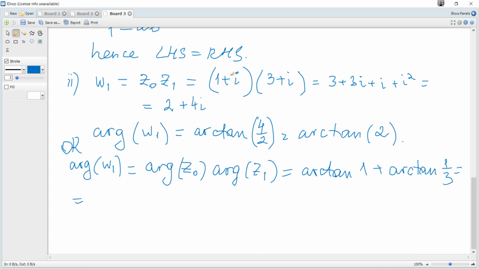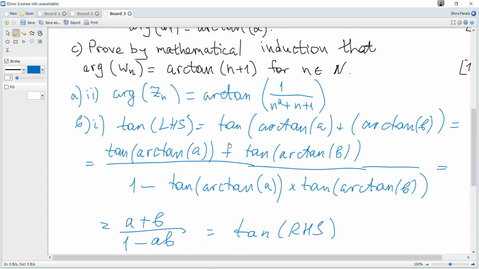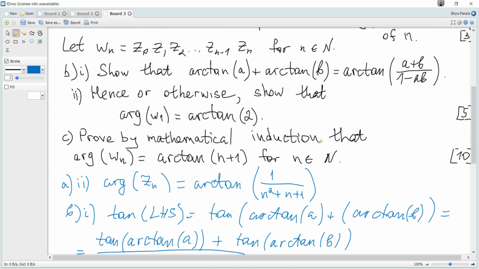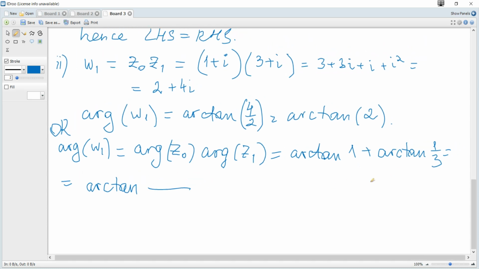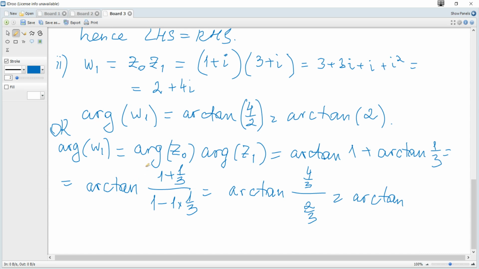And using this formula, it's arctangent of (a plus b) over (1 minus ab), it's 1 plus 1/3 over 1 minus 1 multiplied by 1/3, and it's arctangent of 4/3 divided by 2/3. It's arctangent of 2 as required.